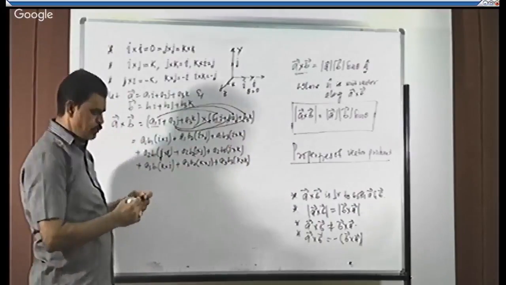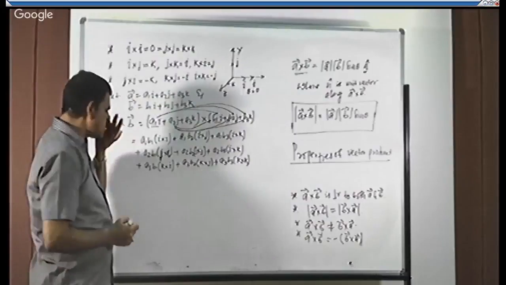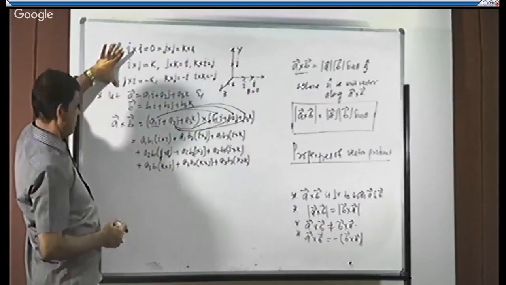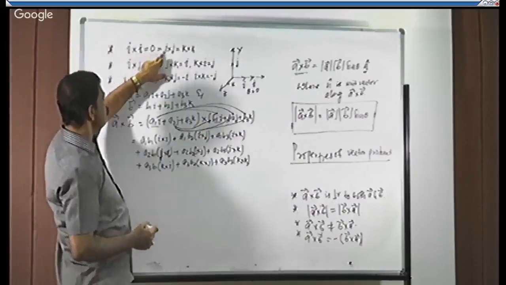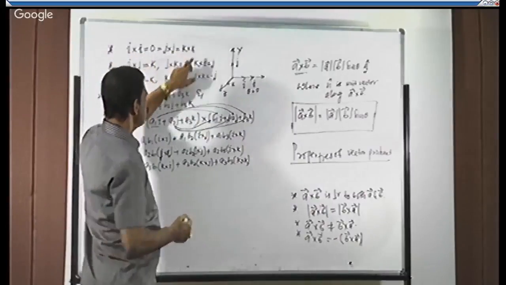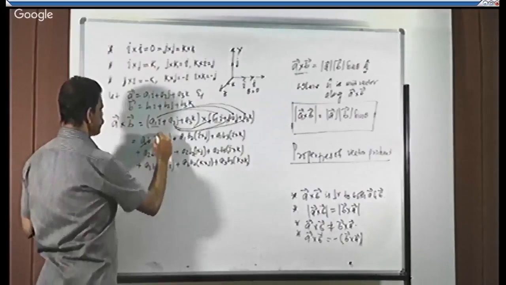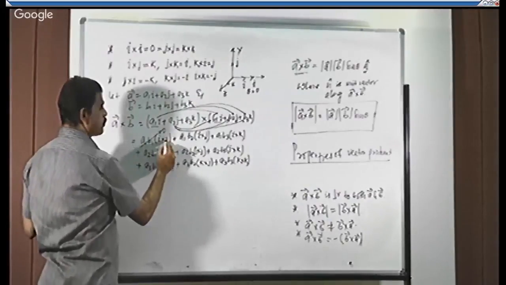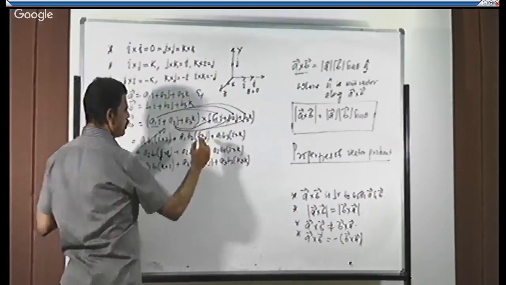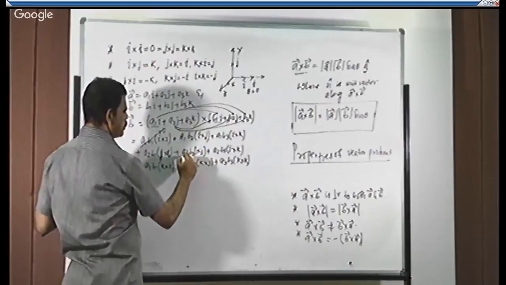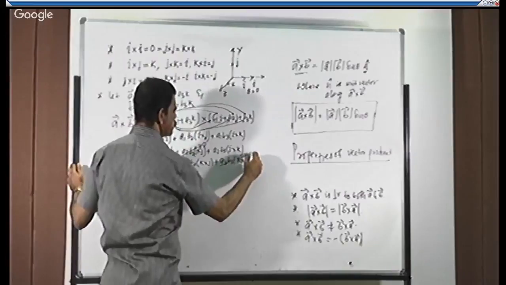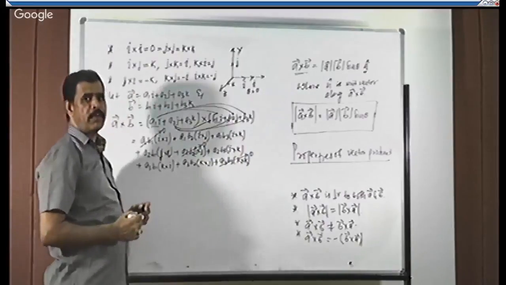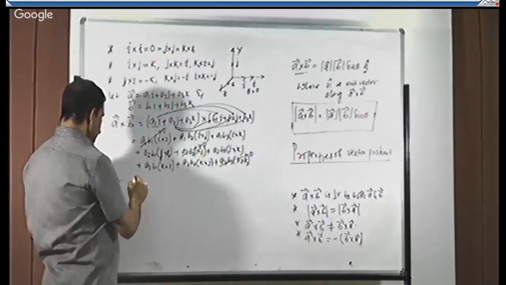This is multiplication, right? Next, using these properties, just simplify it. I cross I is 0, J cross J is 0, K cross K is 0. That means everything there becomes 0. Three terms vanished.